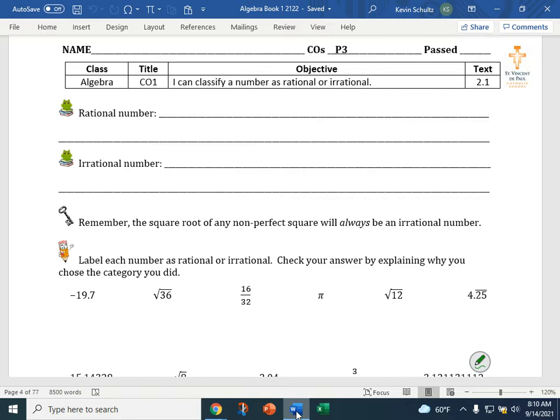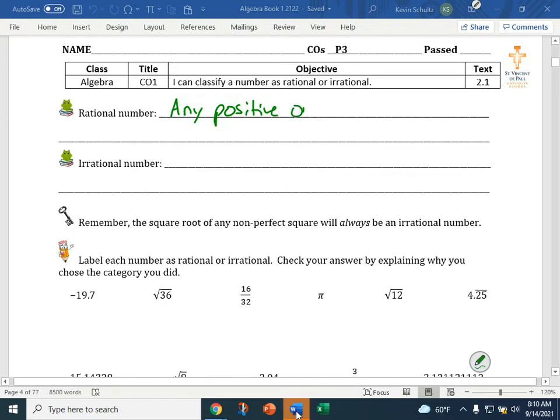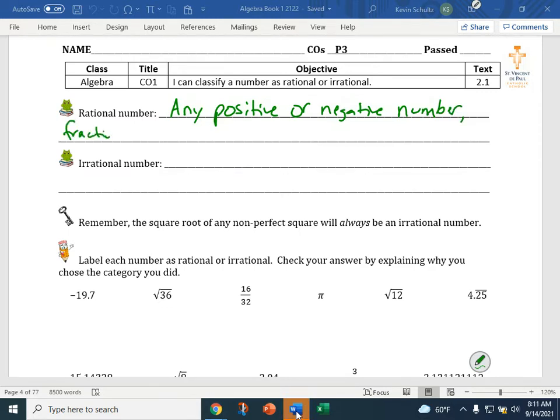So a rational number is any positive or negative number, fraction, or decimal that ends or repeats.